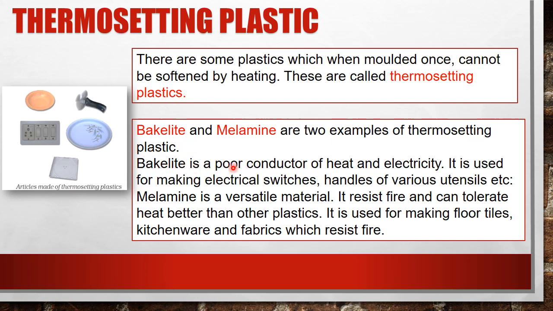Bakelite is a poor conductor of heat and electricity, so it is used for making electrical switches, handles of various utensils, etc. Next, melamine. Melamine is a versatile material. It resists fire and can tolerate heat better than other plastics. It is used for making floor tiles, kitchenware and fabrics which resist fire. These are the two types of plastics.